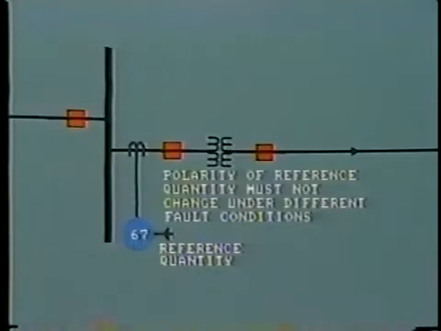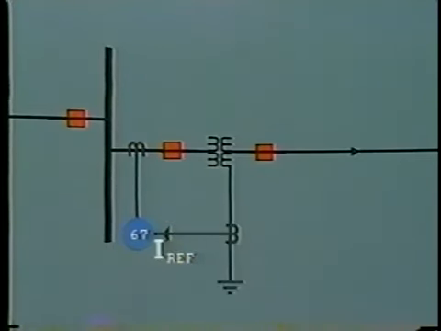The important point is that the polarity of the reference quantity, be it voltage or current, must not change even under different fault conditions. For example, if current is used as the polarizing quantity, it can be obtained from a CT located in the grounded neutral of a Y-connected transformer.